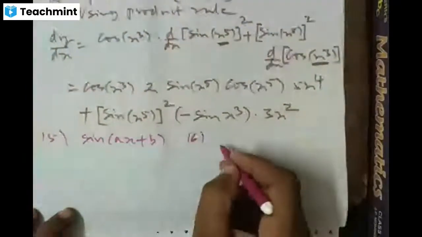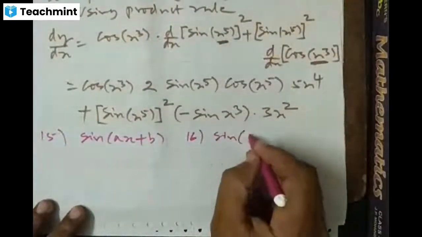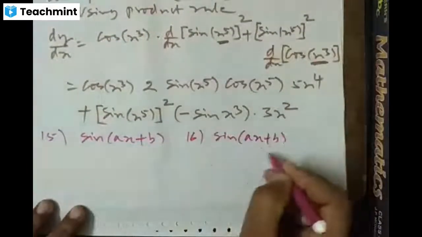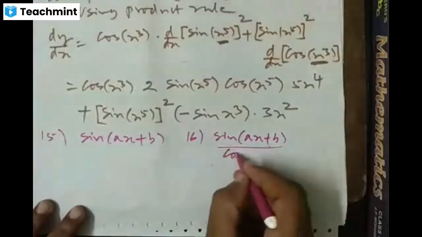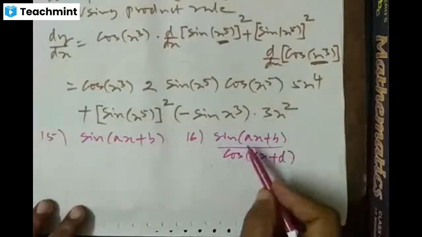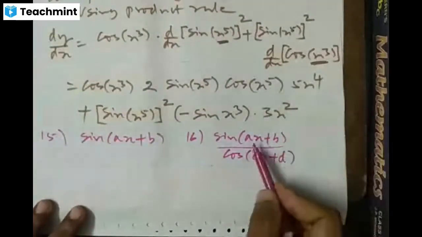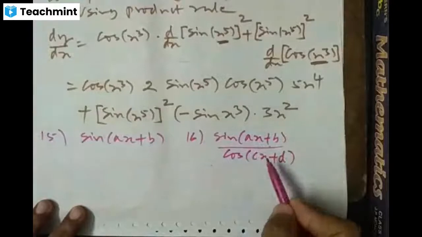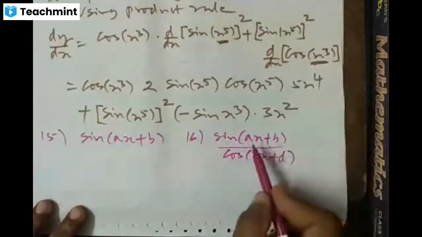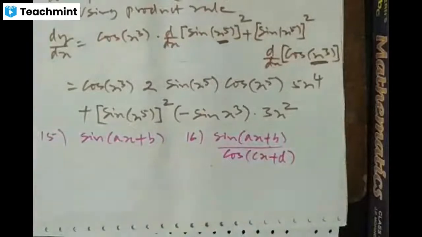16th one, sine of ax plus b divided by cos of cx plus d. Here you have to use quotient rule as well as chain rule. And moreover, a, b, c, d are constants or real numbers.